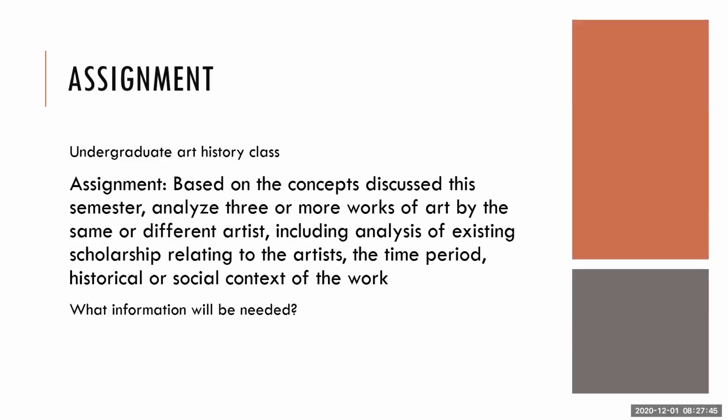The text of the assignment is: based on the movements discussed this semester, analyze 3 or more works of art by the same or different artists, including analysis of existing scholarship relating to the artist, the time period, historical or social context of the work. Before you even determine the subject of your research paper, you can identify your information needs. So what types of information you are going to be required to use in your paper.